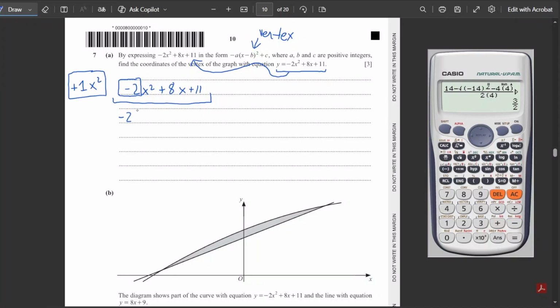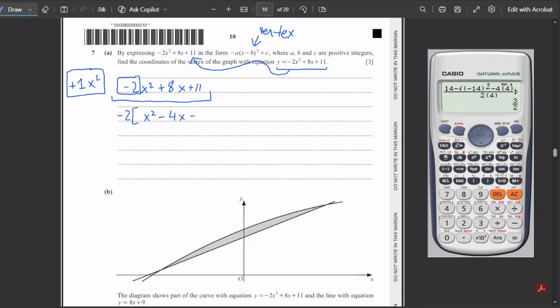So I factor out a negative 2. I'm now going to be left with x squared. This is going to become negative 4x, and sorry, this is also going to become a negative. And see, I cannot factor out a negative 2 from 11. So what I'm going to do is I'm just going to divide positive 11 by negative 2. And what that does is that just basically turns this positive sign into a negative sign. So that's how I factor out a negative 2 from positive 11.